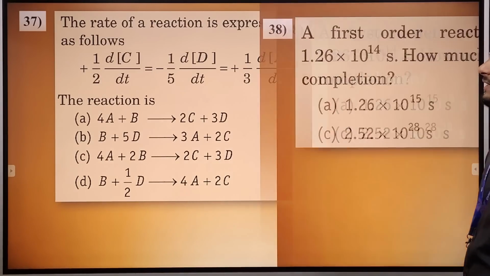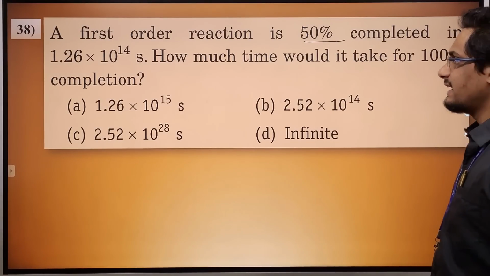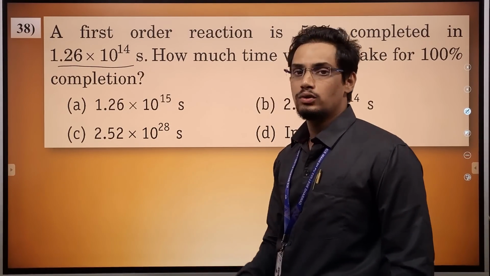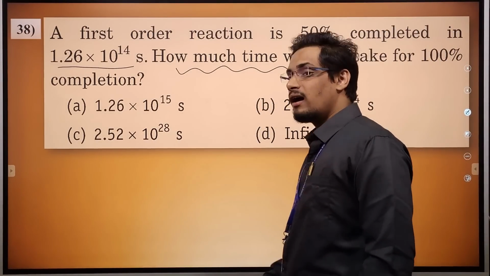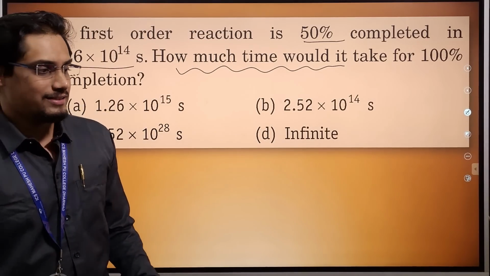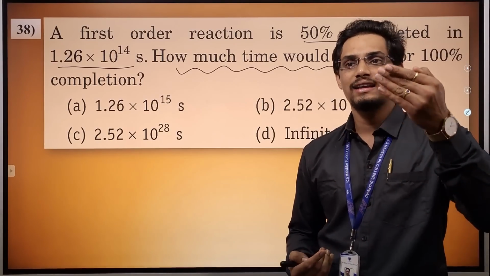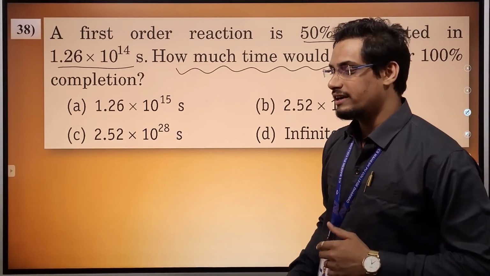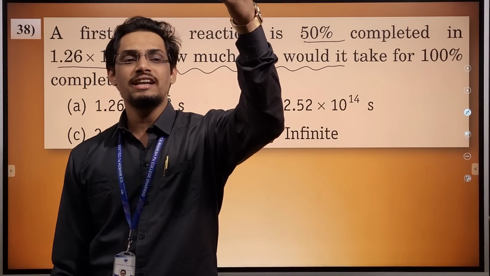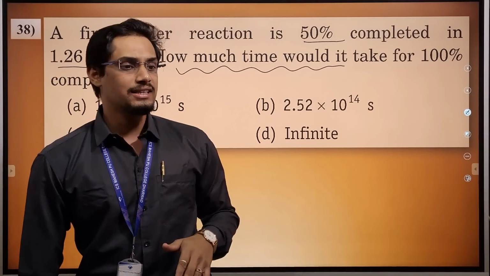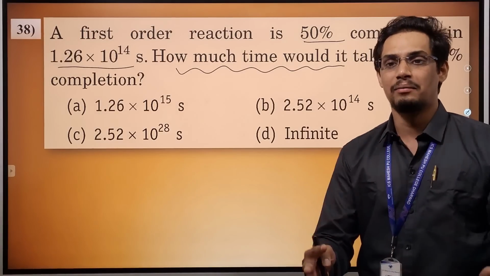Right? Next question. A first order reaction is 50% completed in 1.26 into 10 to the power minus 14 seconds. How much time would it take for 100% completion? See, we know for a first order reaction, the time taken to exactly reduce its concentration to half is what we call T half. So at each half-life interval, its concentration exactly reduces to half. As it is independent of the concentration of reactant, the T half would be the same.